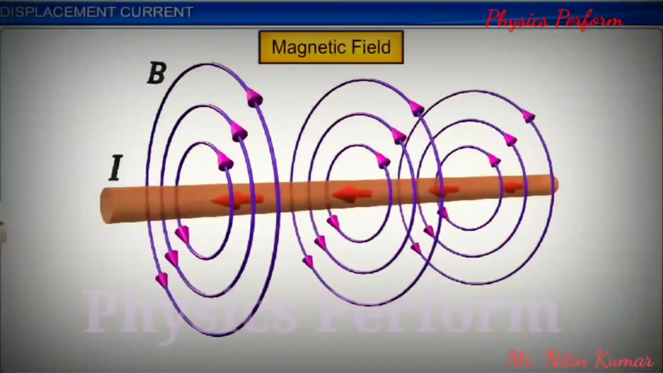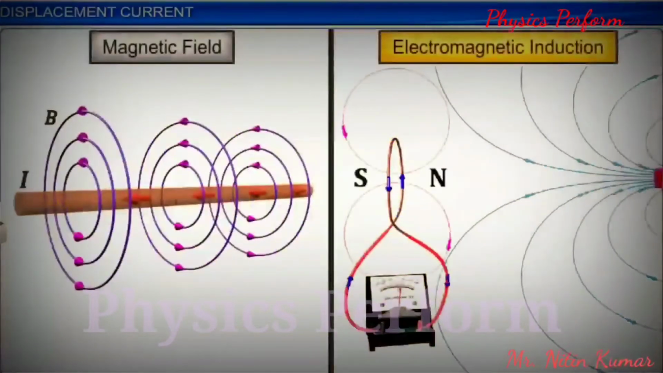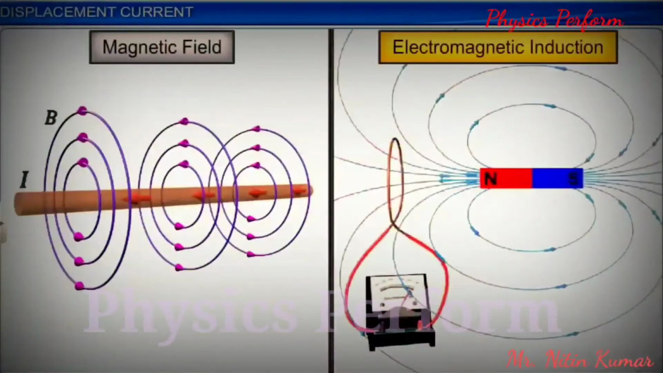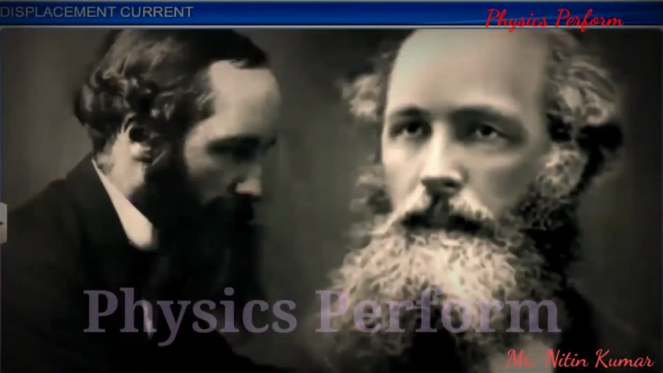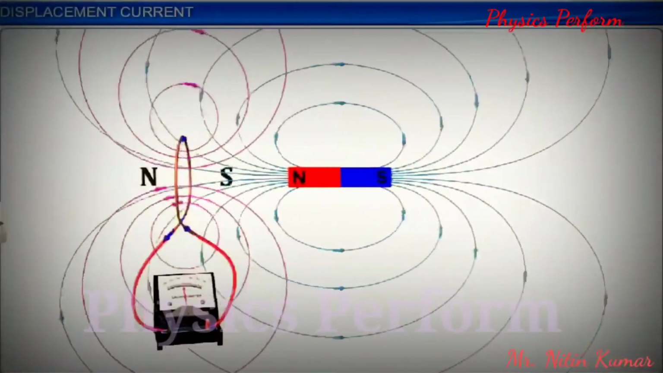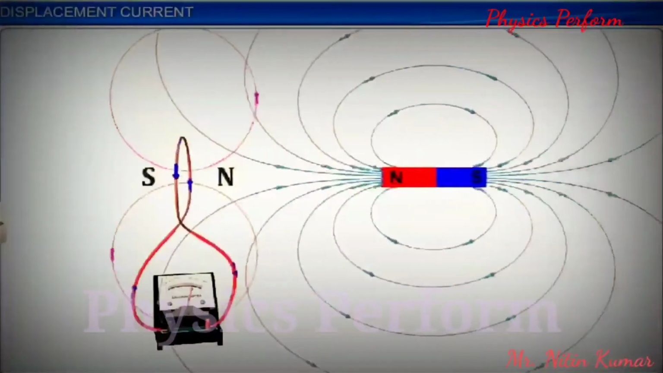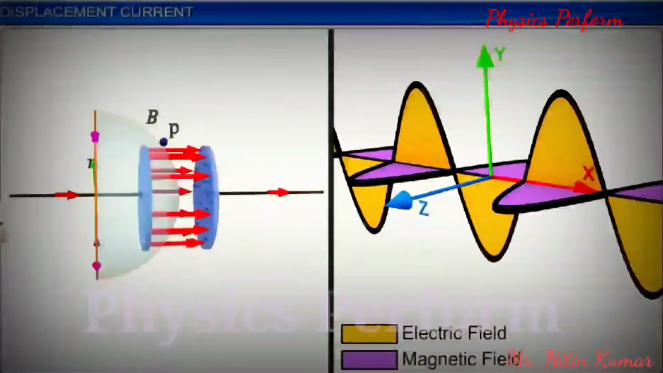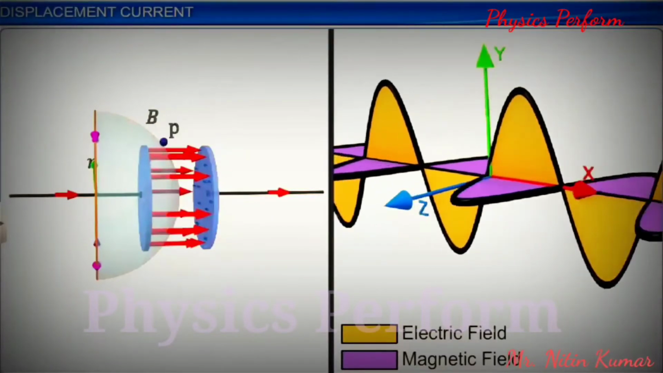A constant current-carrying conductor produces a magnetic field around it. And a change in the magnetic field with time induces an electric current in a closed conducting loop. Maxwell showed that a change in the electric current or the electric field with respect to time produces a magnetic field. This symmetry explains the existence of electromagnetic waves, which you will learn in another module.